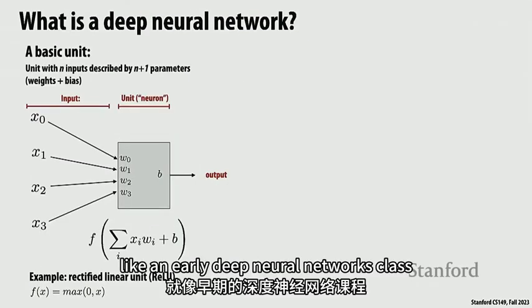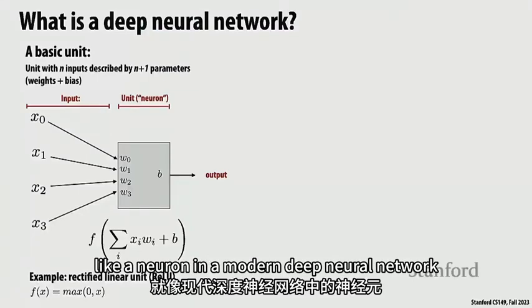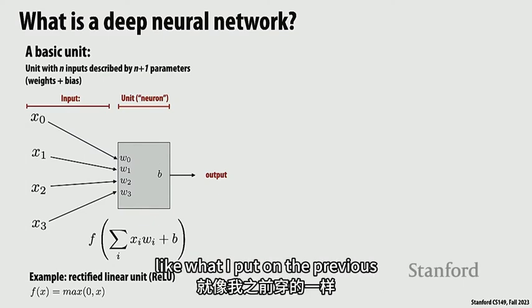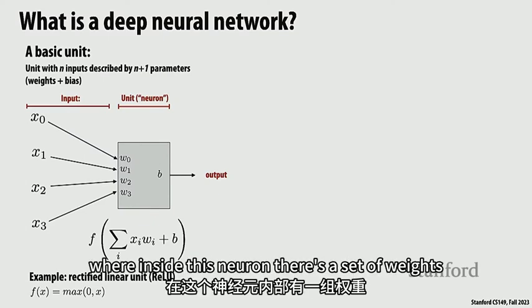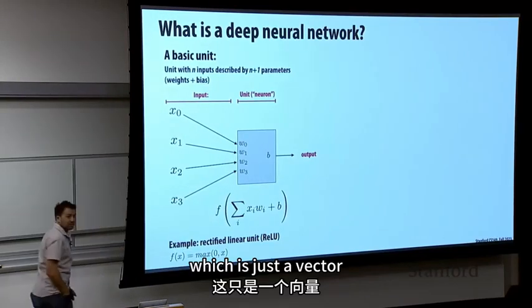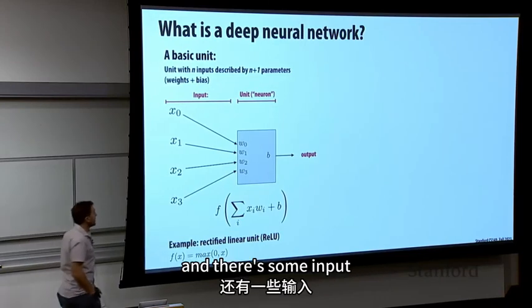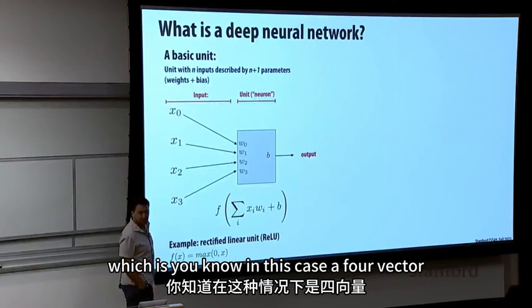If you took an early deep neural networks class, you would see a diagram that looks a little bit like this. They would call this a neuron in a modern deep neural network. At the end of the day, it's just a circuit that performs an operation like what I put on the previous slide, where inside this neuron there's a set of weights, which is just a vector. We don't need to think about the meaning of those weights at the moment. And there's some input vector here, which is, in this case, a 4-vector.